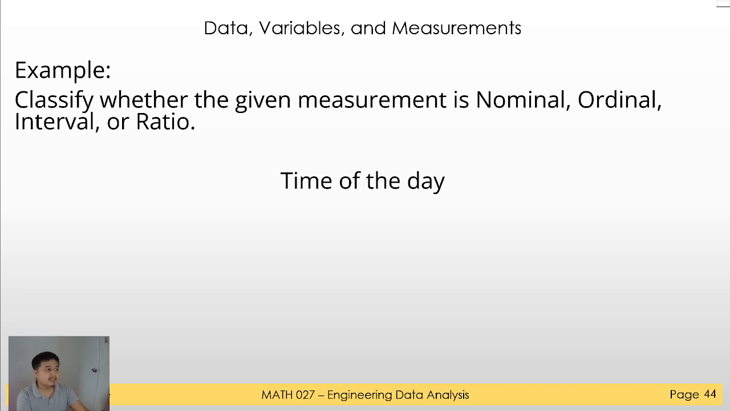So classify again. We have the time of the day. So we have time of the day as a number. We usually utilize numbers for telling the time of the day. So does it have a meaningful zero or not? When we say 0 o'clock, it doesn't actually mean empty clock. So this is an interval. It has no true meaning of 0. So it is an interval.